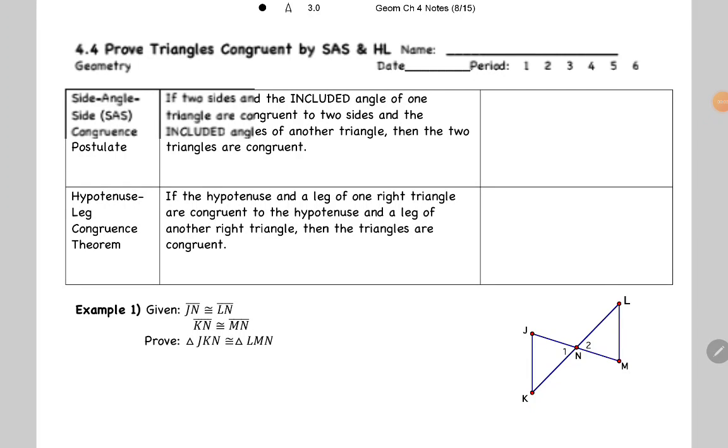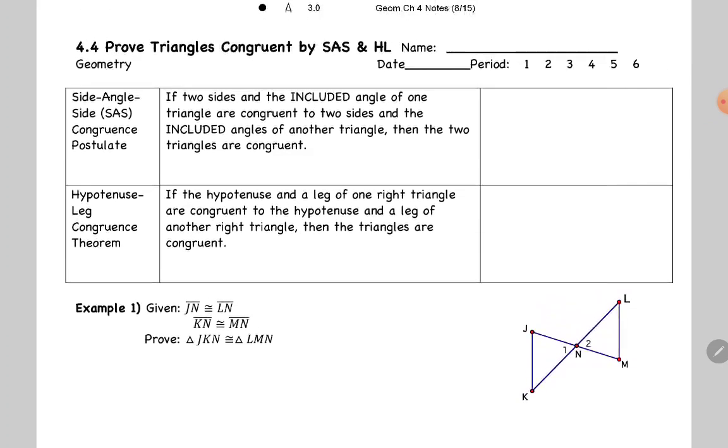We're going to be looking at proving triangles congruent, instead of by SSS, but by SAS and HL. SSS stands for side, side, side. SAS stands for side, angle, side. And not just any angle, but the angle in between, and I'll show you an example.